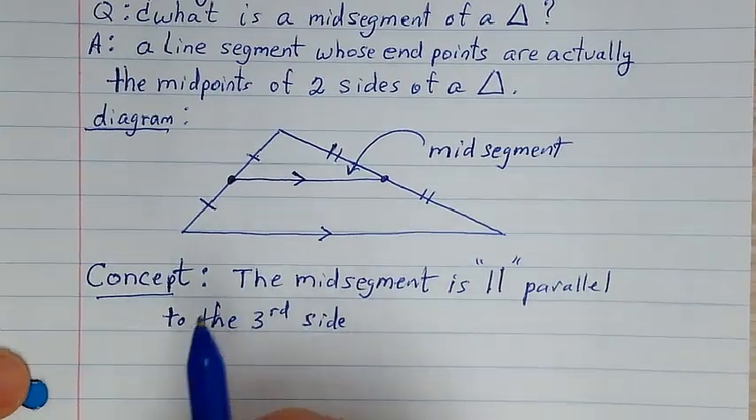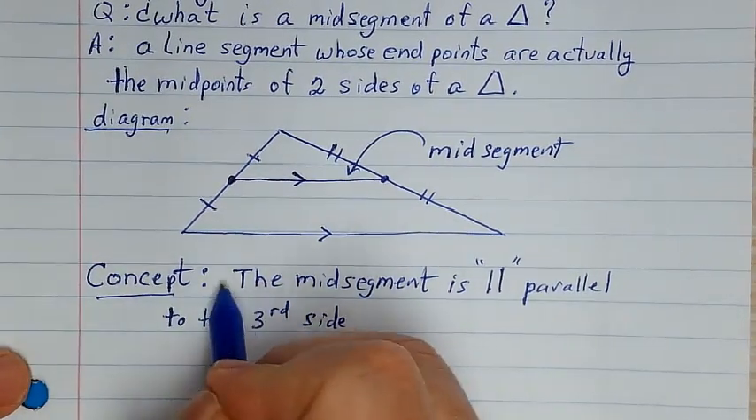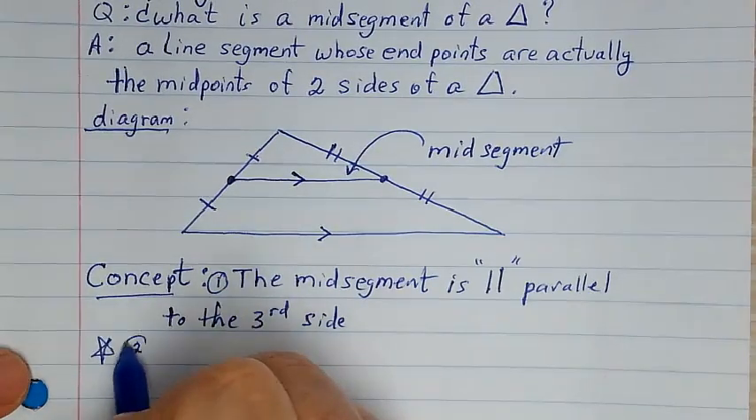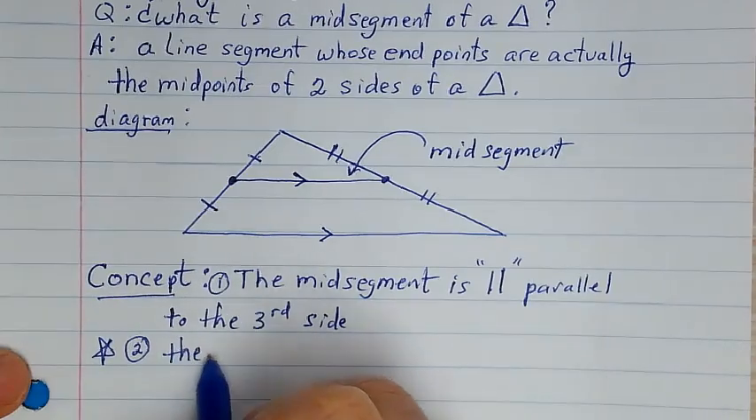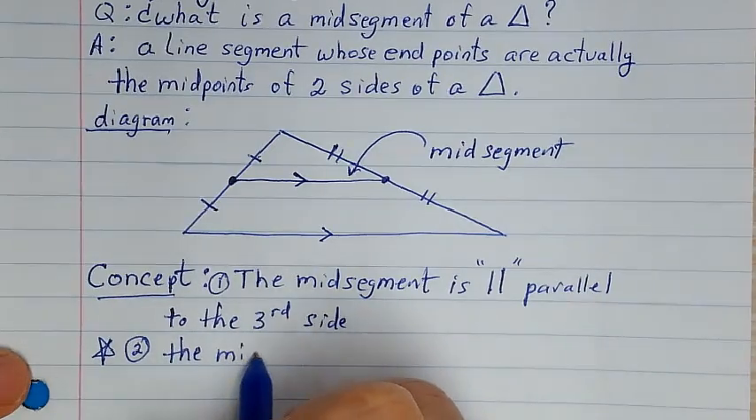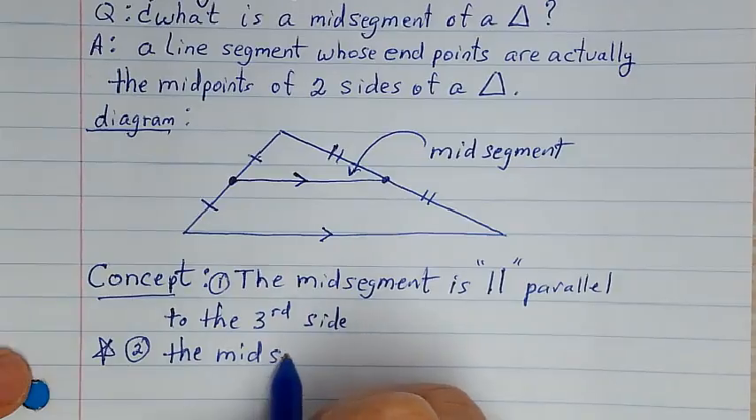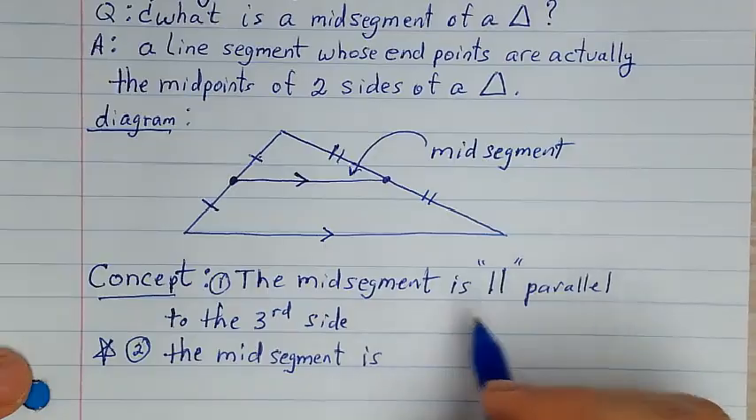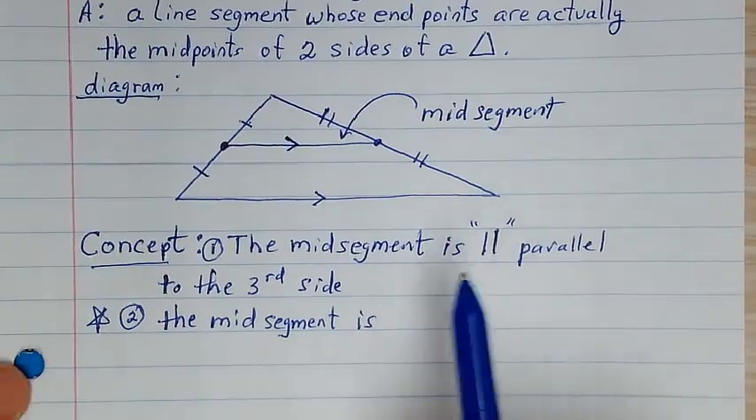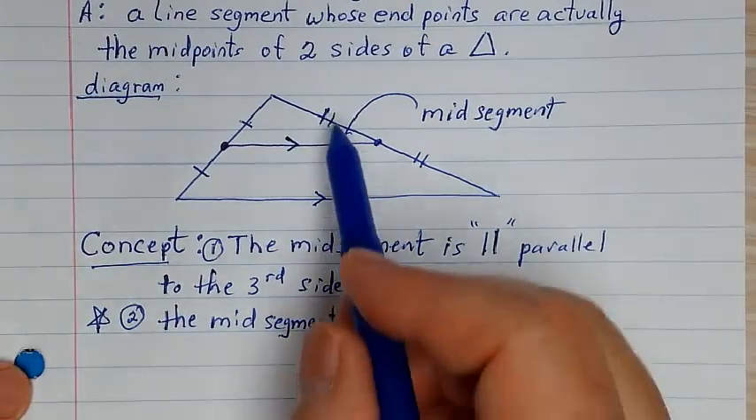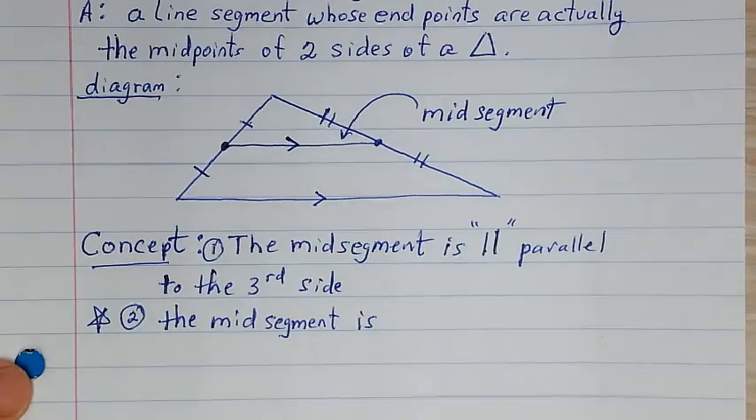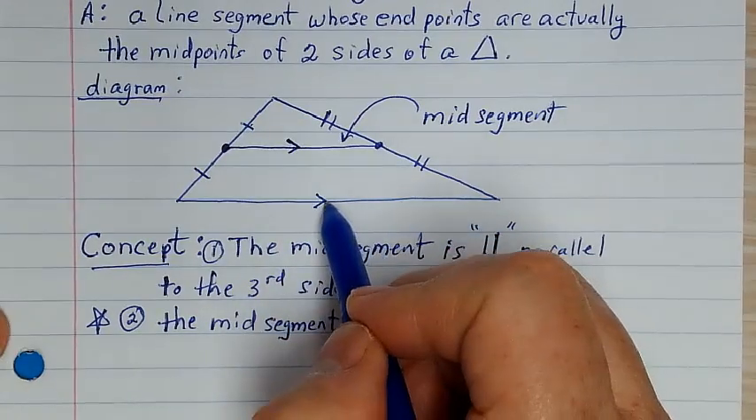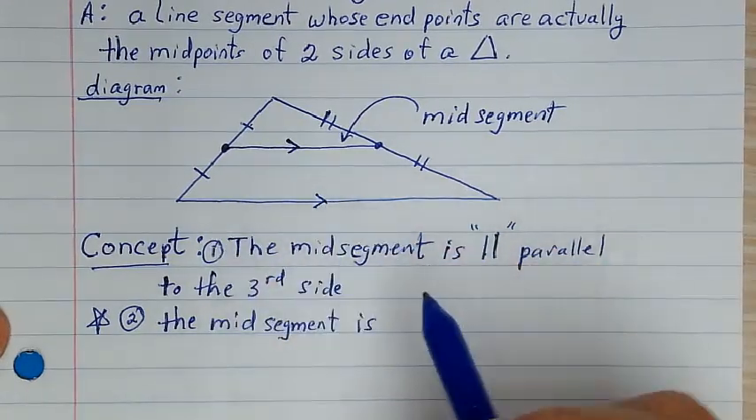And not only that, and I'm going to put a star by this one, concept number 2. It gets a star because it's so important. The midsegment, okay, I'll say it in words first, then I'll write it down. The midsegment is half the length of the parallel side. This midsegment is half the length of the parallel side, the side that it's parallel to.